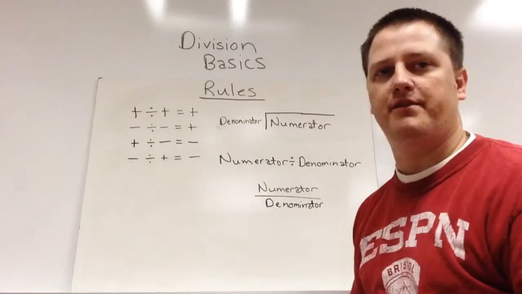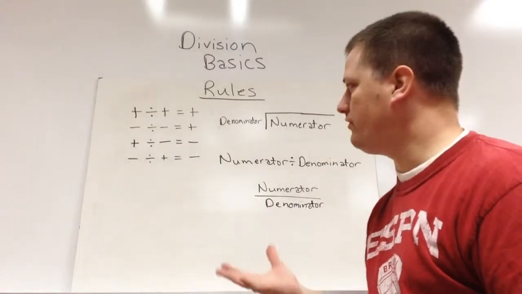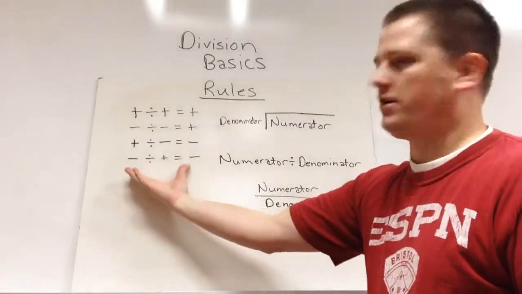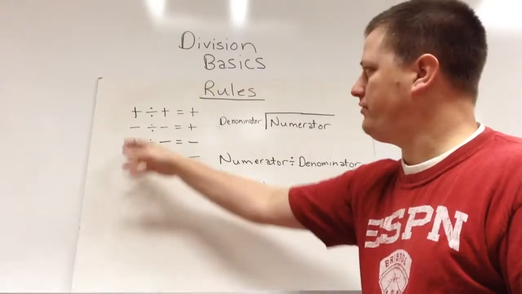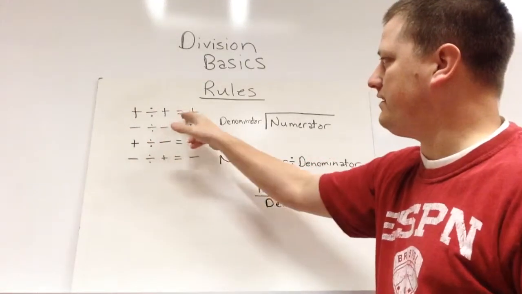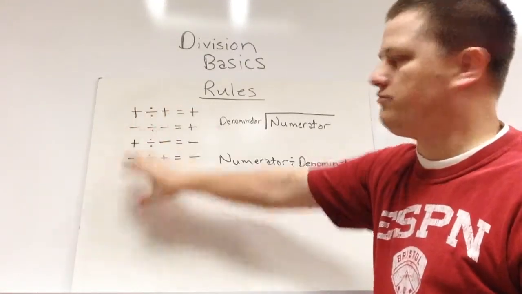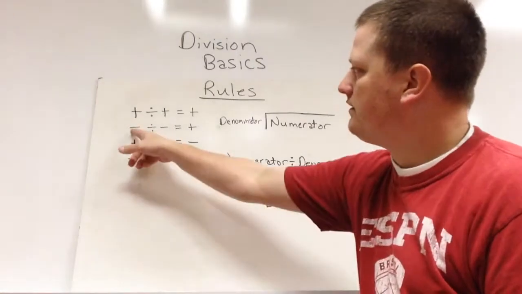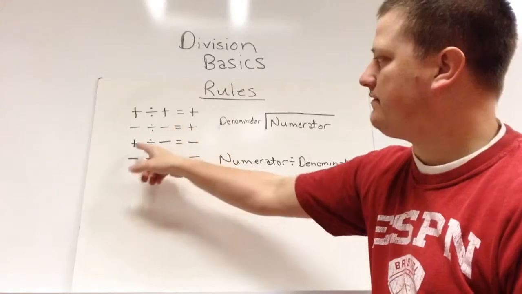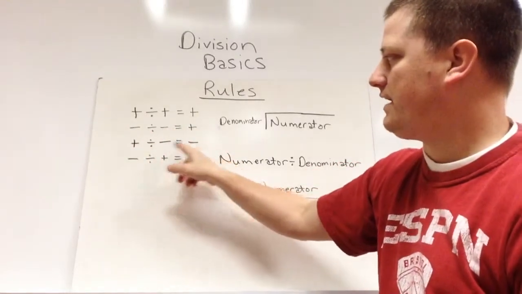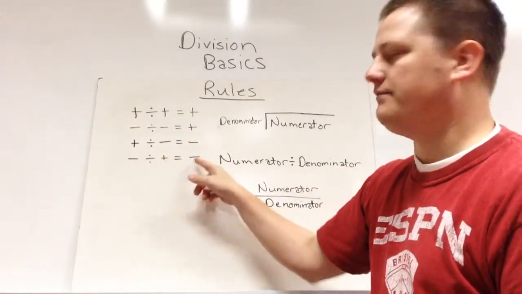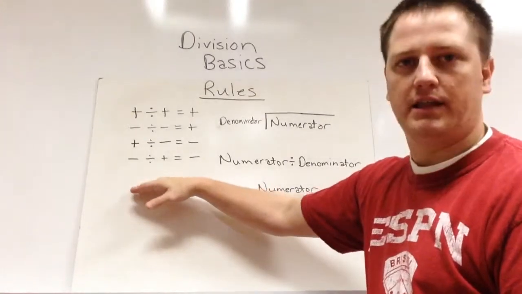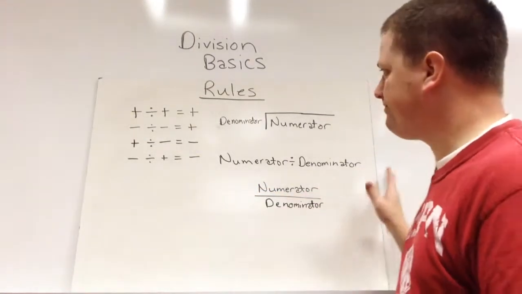The first thing with division basics is the rules. And if you look over here at these rules, positive divided by positive is positive. If you notice anything, these rules are the same as the multiplication rules from the past. Negative divided by negative is positive, positive divided by negative is negative, negative divided by positive is negative. So make sure you get these down so that you can look back at them.